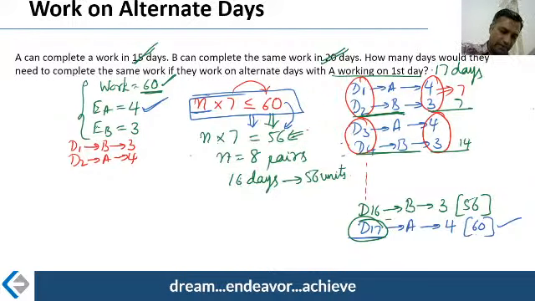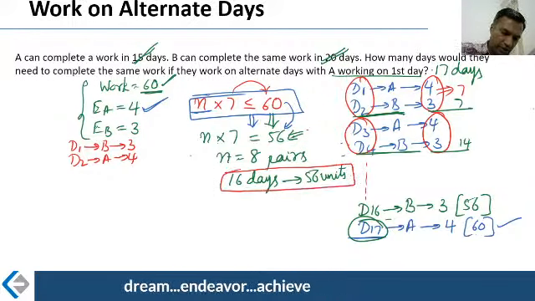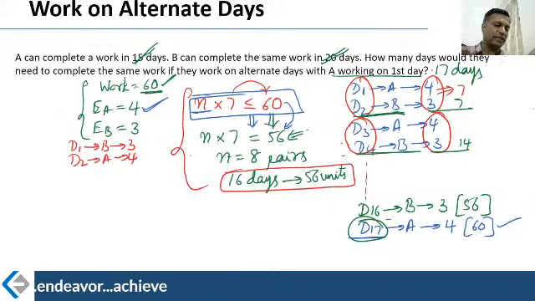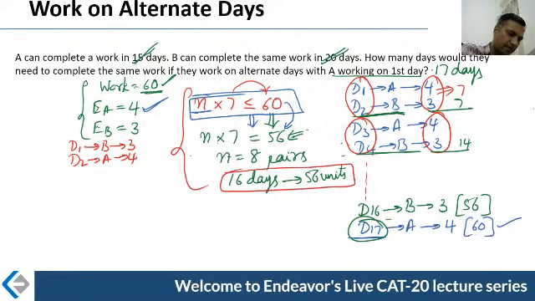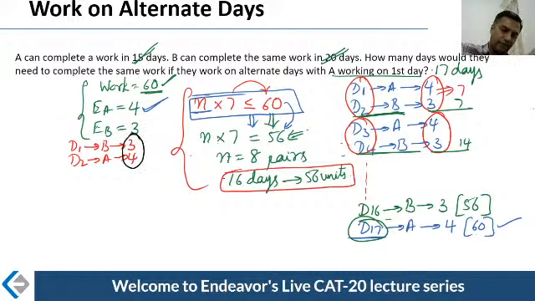All this will remain the same till here you come, till here you reach. Now this parameter remains the same. No change in this. You do the exact same calculation, because in a pair of days they contribute 7 units. Same 7 you write: n pairs of days should be equal to 60. You do the same calculation, you arrive at 56 units at the end of 16 days.